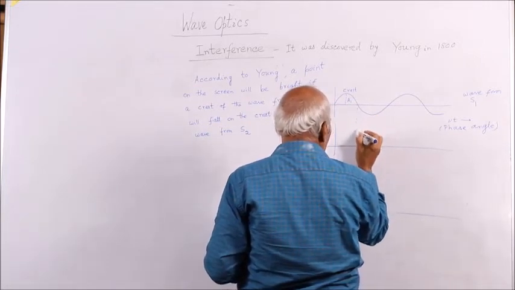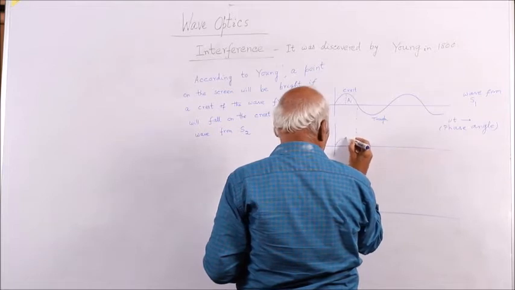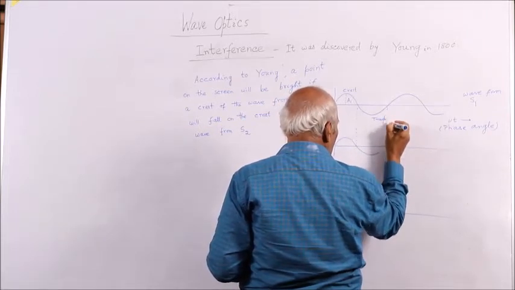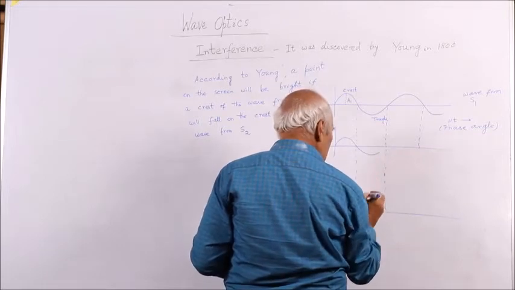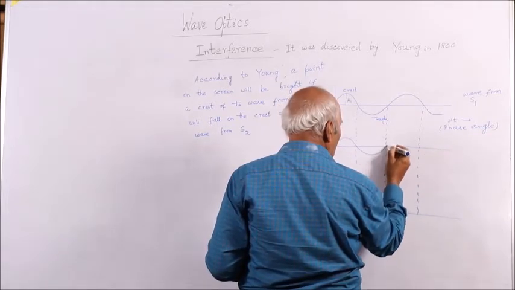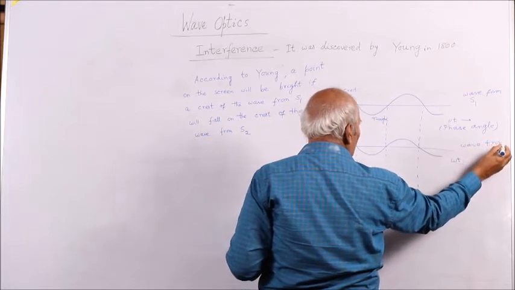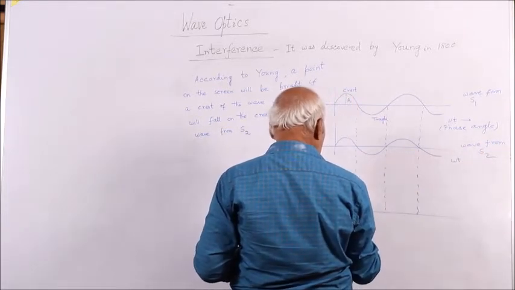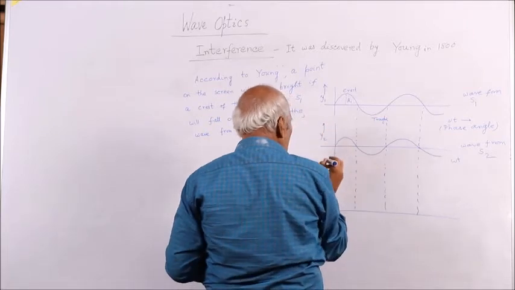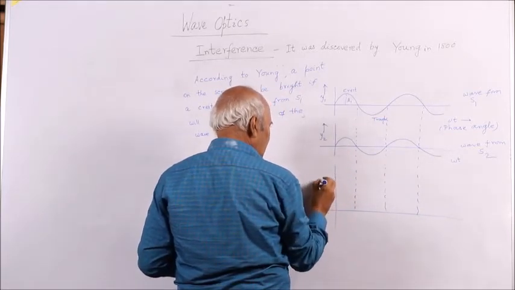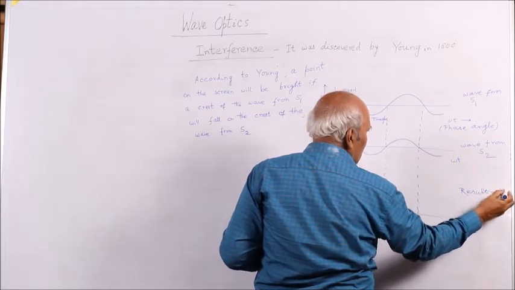Then this is your trough. So, this is your wave from S2, and here it is say y1, it is y2, then the resultant wave is your resultant wave. So, this is resultant wave.